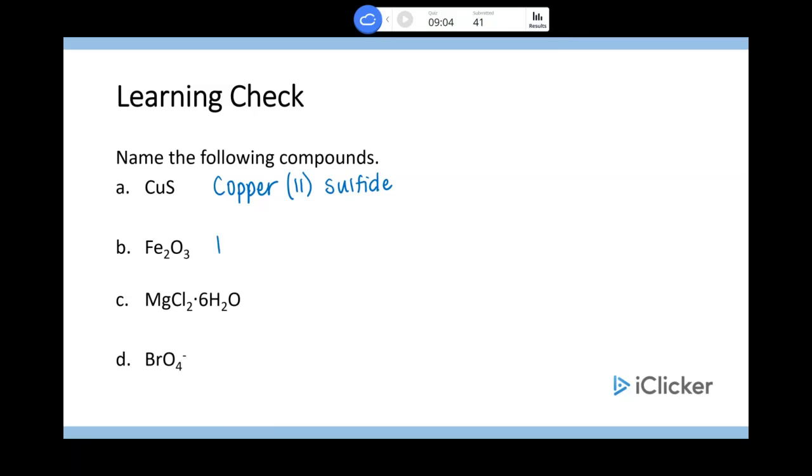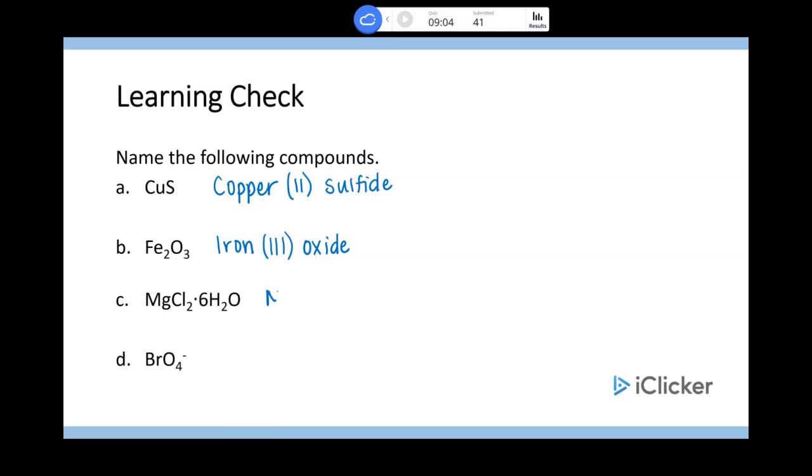Next we have iron. This is another element with a varying charge. In this case, we have to work backwards to determine what the charge is. If we do the cancel out cross method, whatever that's called, you can determine it's iron 3. So we have iron 3 oxide. Oxygen has a -2 charge, iron has a +3. That would give us the appropriate number of each atom to cancel out charges.